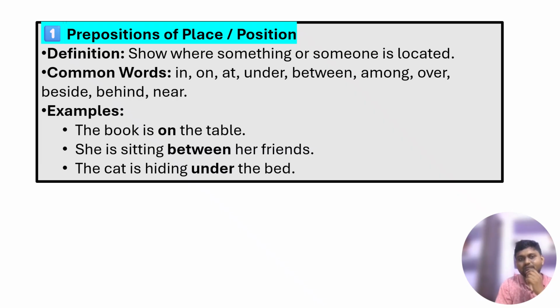Let us see some of the examples of preposition of place and position. For example, the book is on the table, which means the book is just above the table. She is sitting between her friends means she is just between two of her friends. The cat is hiding under the bed means that the cat is just beneath the bed.